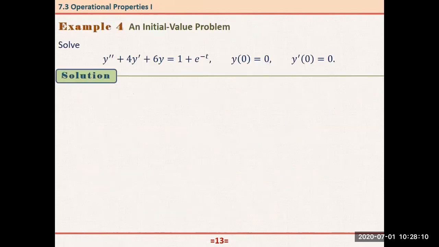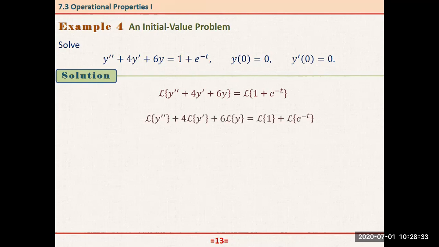Another example, an initial value problem. How do you solve this problem using Laplace transform? Now, the procedure is the same. The question is a little bit different. The initial condition is a bit different, but the idea, the technique, the method we are going to use is exactly the same. The first step is we have to take Laplace transform of both sides, right? And after that, by using the linearity property of Laplace transform, I can write it as Laplace of y double prime plus 4 times Laplace of y prime plus 6 times Laplace of y. And on the right hand side, I can also separate them, Laplace of 1 plus Laplace of e to the power negative t.